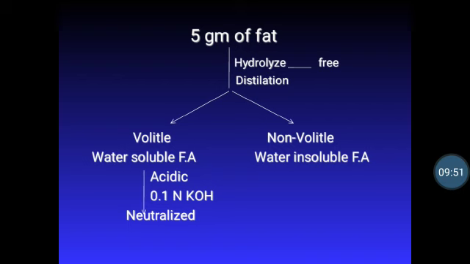The principle of Reichert-Meissl value is that fat is saponified using glycerol alkali solution and acidified by sulfuric acid to liberate free fatty acid. The liberated fatty acids are steam distilled and the steam volatile fatty acids are collected. The cool condensate of volatile fatty acid is filtered for separation of water soluble and water insoluble fatty acid. The water soluble fatty acid is titrated with alkali to give Reichert-Meissl value. Water insoluble fatty acid is titrated with alkali to give Polenske value.